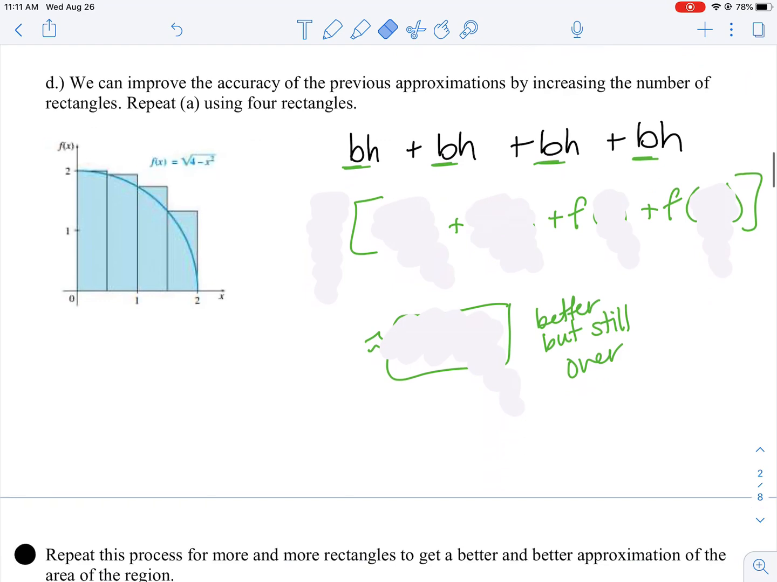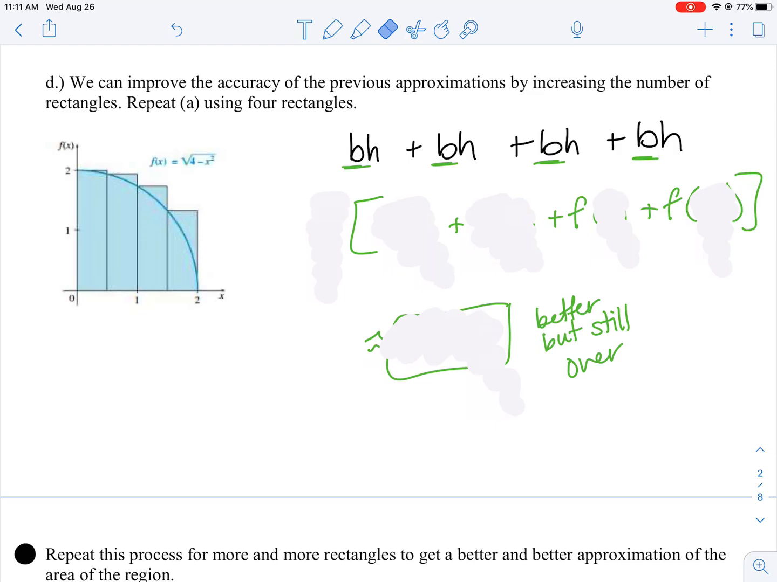Well, what if we increase the number of rectangles we used? Instead of just using 2 big fat rectangles, what if I used 4 smaller rectangles? You can see that's going to limit the amount of rectangle that's above or below, either way. And so it's going to give me a better approximation than just using 2. How could I get even better than that?